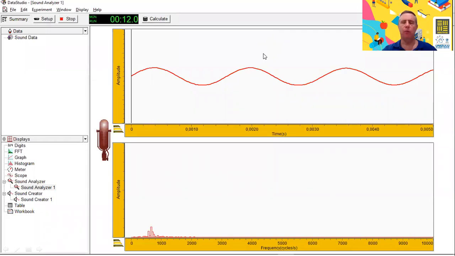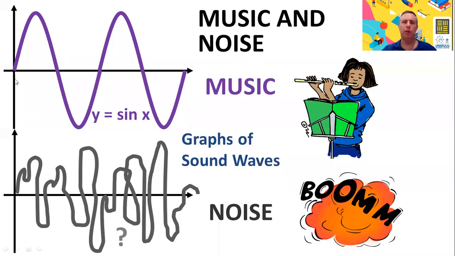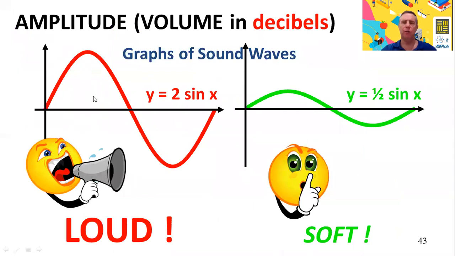So in summary, for what we've seen from Data Studio, music has a smooth, recognizable wave shape. Noise does not. So you can represent this mathematically by an equation like y equals sine x. A loud sound is a tall wave, and a soft sound is a low wave. Now again, in terms of our equation, this would be something like y equals 2 sine x with a greater amplitude. This would be something like y equals half sine x with a smaller amplitude. Amplitude is related to volume, which is measured in decibels.